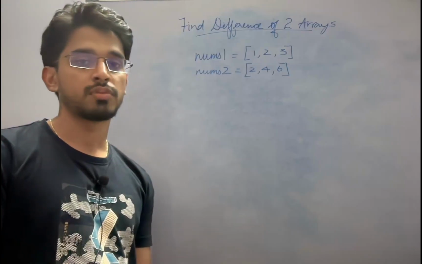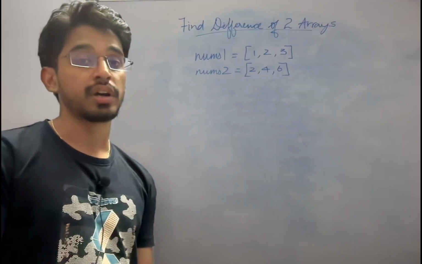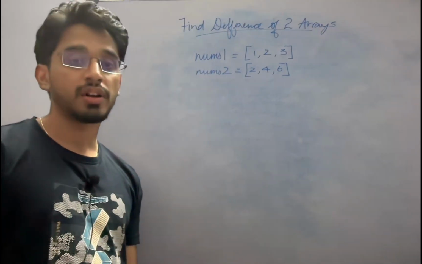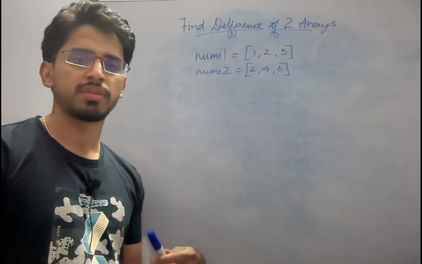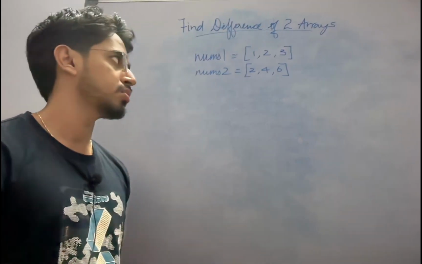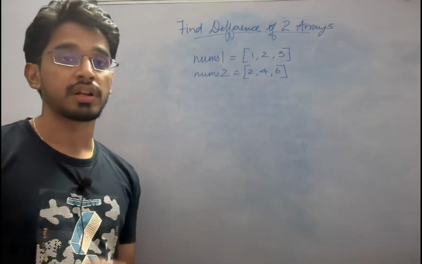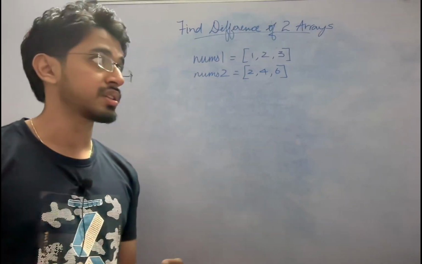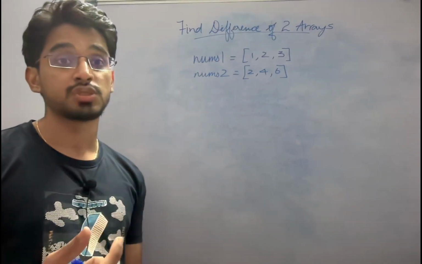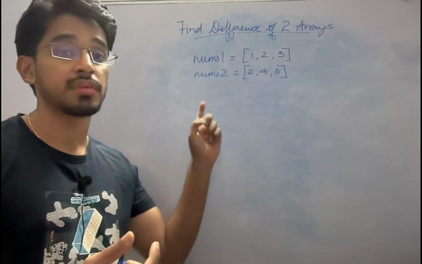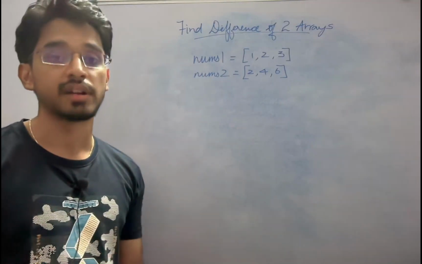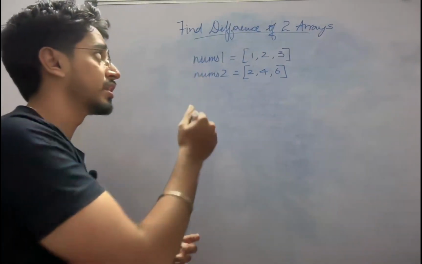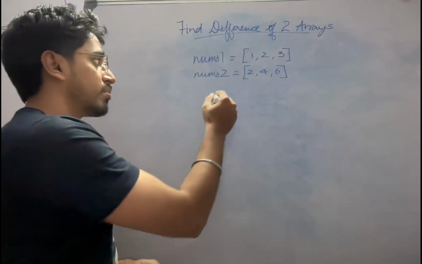So this is a problem called find difference of two arrays. You'll be given two arrays over here, and we need to calculate the difference between them. What do I mean by calculating difference? You need to return an array of arrays consisting of nums1 and nums2. If we find an element that is common to nums1 and nums2, we need to delete that from both the arrays, and we just need to return an array of nums1 and nums2.